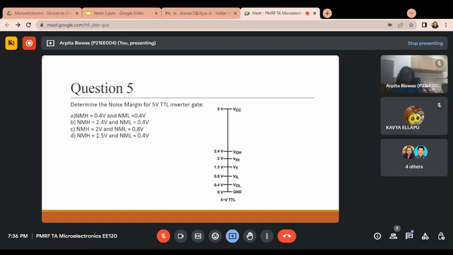How will you calculate noise margin high? I have already shown. VOH minus VIH, ma'am. Okay. And what is the value of VOH mentioned here? VOH here is 2.4. And VIH is 2. So noise margin high is equal to 0.4. And noise margin low is also VIL, which is 0.8, and VOL, which is 0.4. So both values are 0.4.